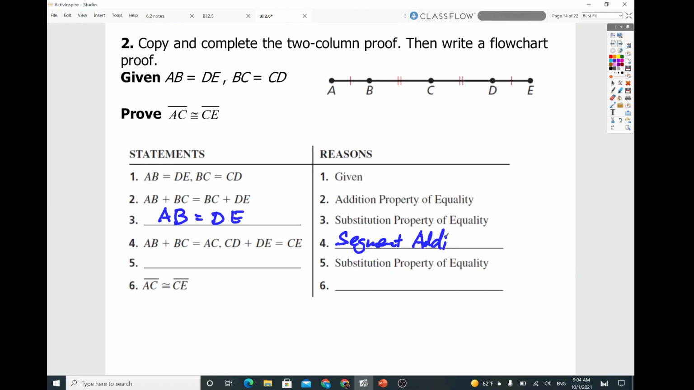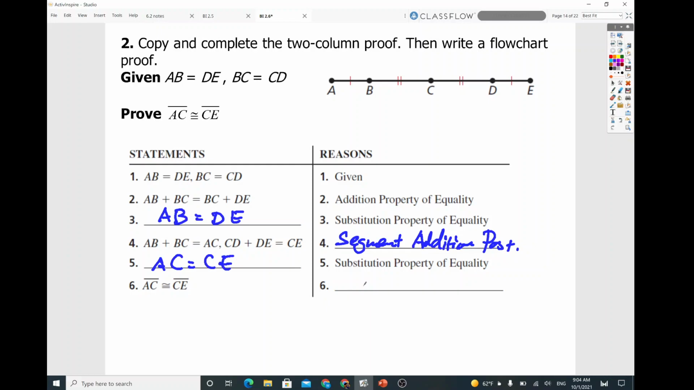So I'll just abbreviate that. Subtraction properties of equality. So after that you subtract things that they share in common. Eventually we want to show that AC is congruent to CE. Basically we can just subtract BC on both sides. Oh, substitution properties of equality. So we just say that AC is equal to CE.